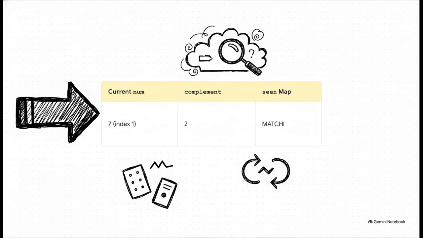Now for the very next step, we move to the number 7 at index 1. Its complement is 9 minus 7, which gives us 2. So we check our hash map, and boom, aha! The number 2 is already sitting right there at index 0. We literally just found our match, returning indices 0 and 1 in a single, clean pass.